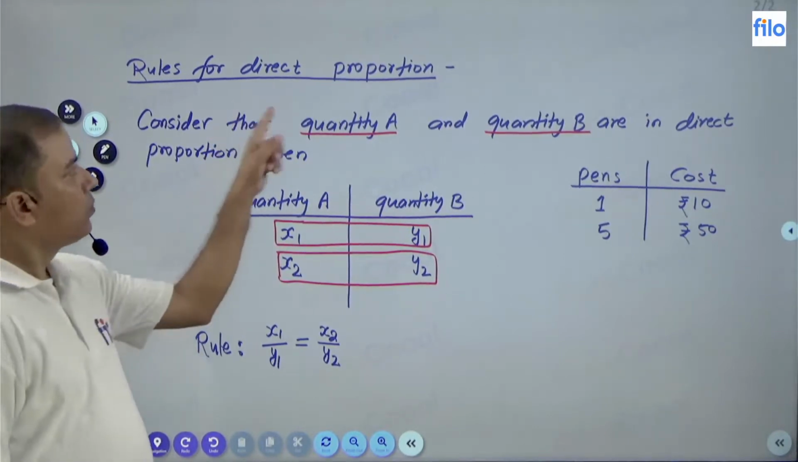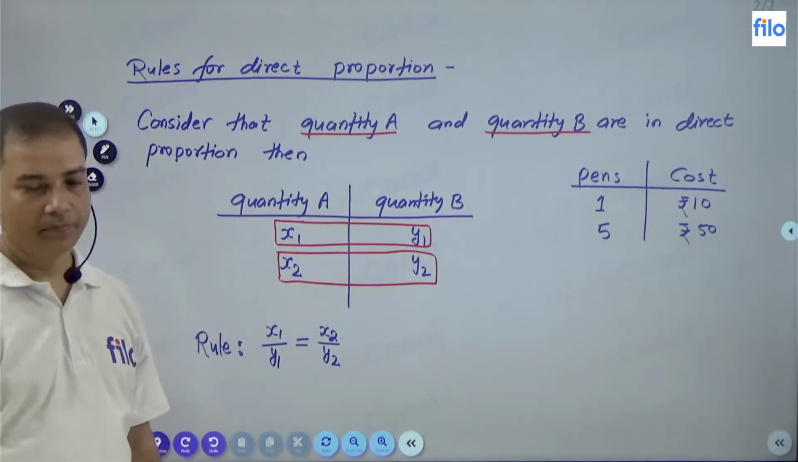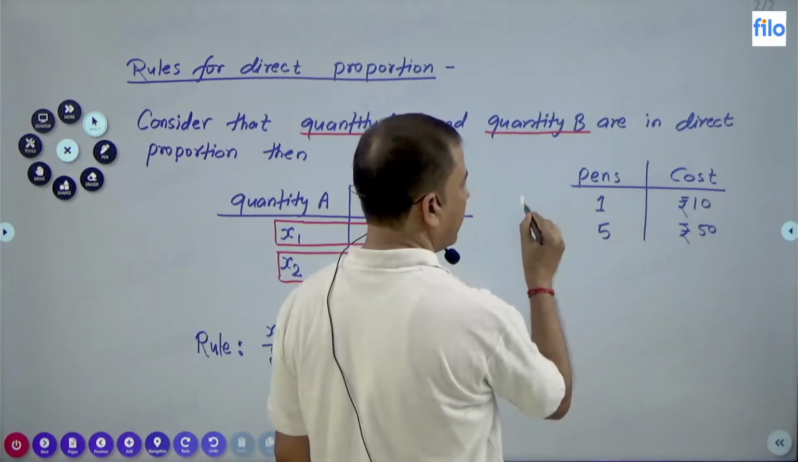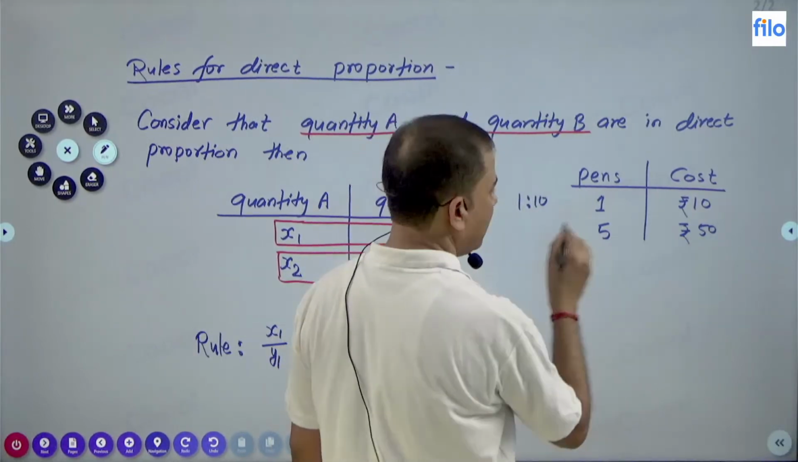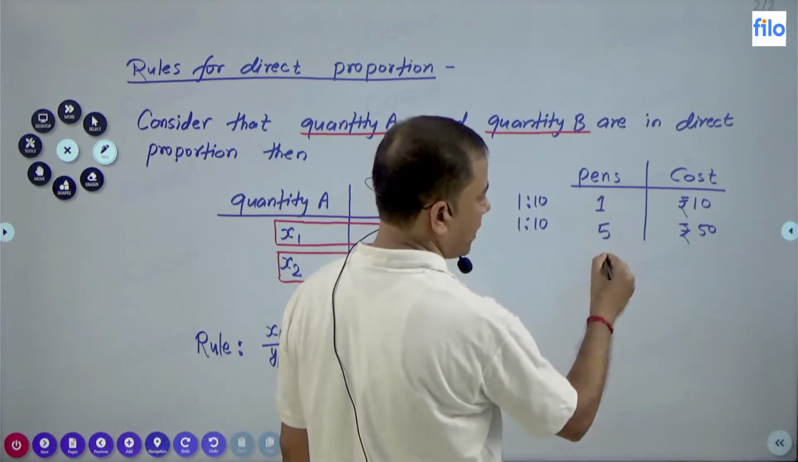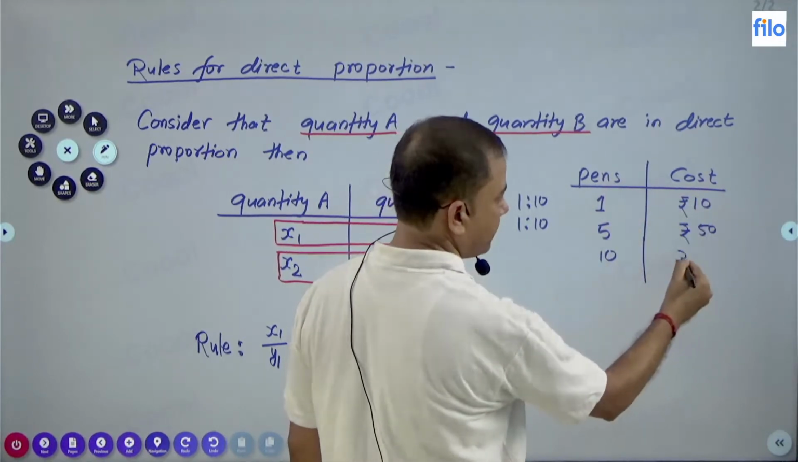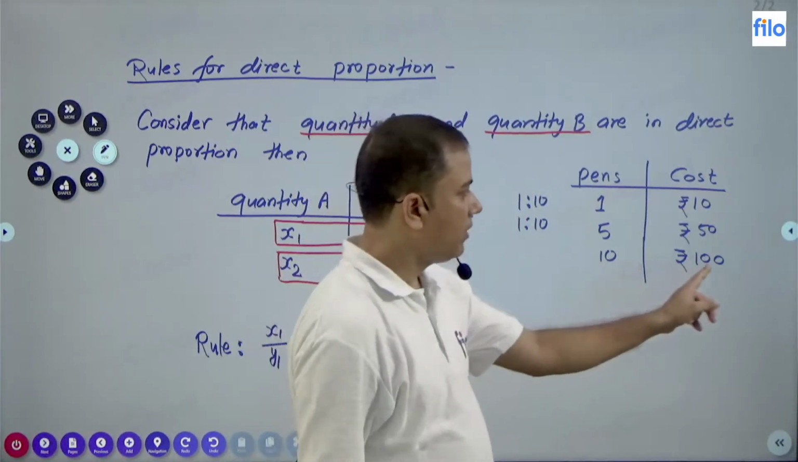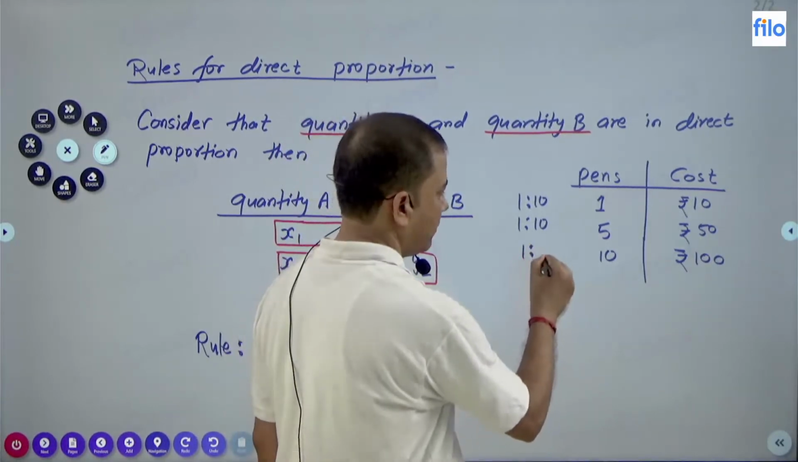Okay, so when the two quantities are in direct proportion, then the ratio remains equal. See here, the ratio between 1 and 10, 1 is to 10. Ratio between 5 and 50, 1 is to 10. Can you tell me, if you buy suppose 10 pens, how much you will pay? 10 pens, what will be the cost? 100 rupees. And what is the ratio between 10 and 100? Same ratio.